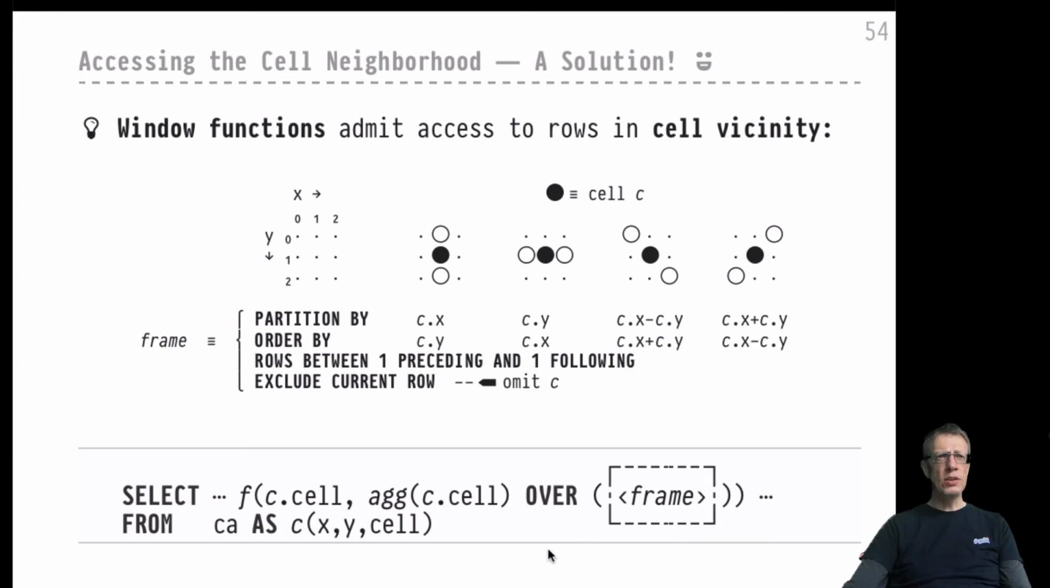And as you can see, in this formulation of the entire query, we only access the cellular automaton, the recursive table, once. This would be fine according to the SQL standard. We are also using window functions, which again would be fine from the viewpoint of the SQL standard. So this would indeed be a solution to very flexible neighborhood access in such grids.